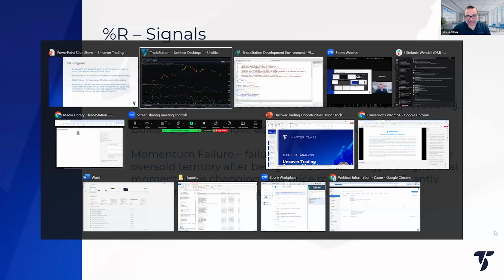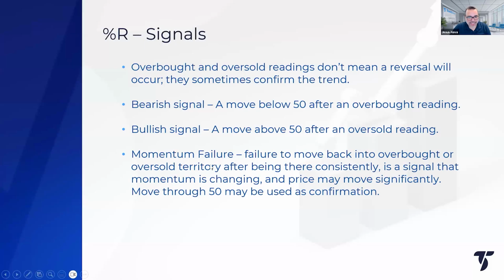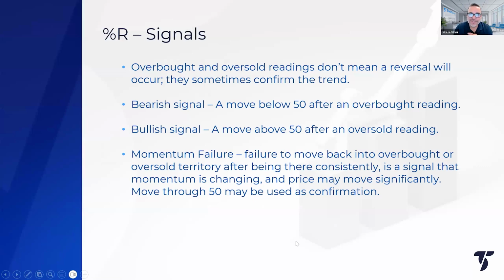Now, it's a failure to move back into overbought or oversold territory after being there consistently. That happened clearly here. See what happens? It was consistently overbought for several days, even a couple weeks. It went down. This is a failed confirmation right here, what the PowerPoint calls a momentum failure, because it seemed like it was going to go up again, but no, it actually went down, crossed below 50, and that's when it said, well, momentum is gone. It depleted its strength, and now it's going in the opposite direction.